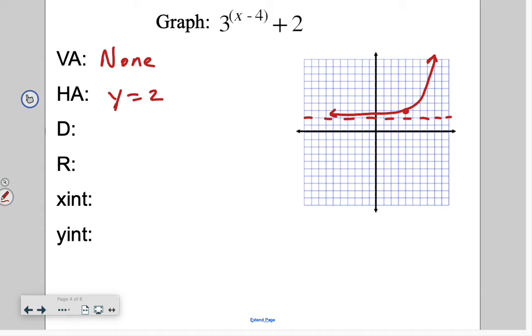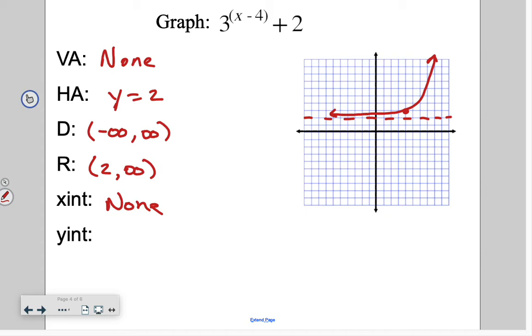Domain of all exponential graphs. All real numbers. Range of this graph. 2 to infinity, not including 2. Everything above the horizontal asymptote. 2 to infinity. X-intercept? None. There isn't one. Because that graph got moved up, okay, most of the time there won't be one. None. And how about a y-intercept?